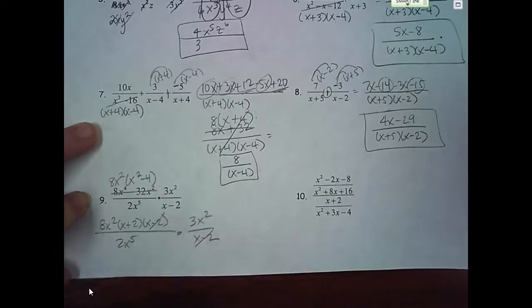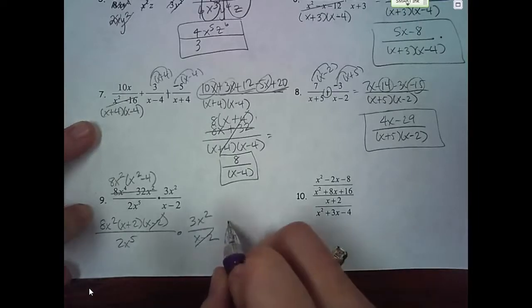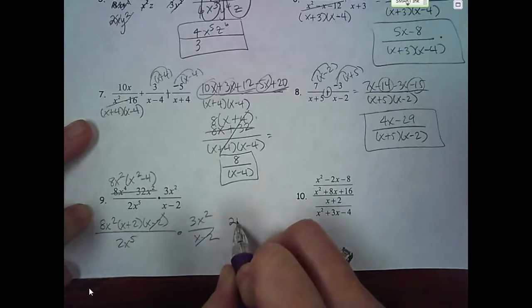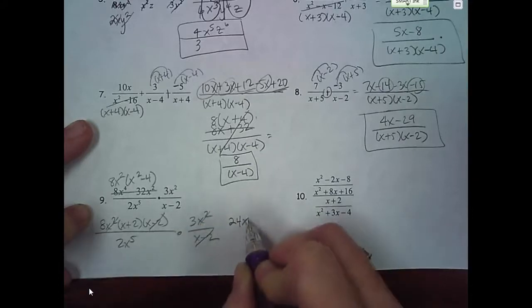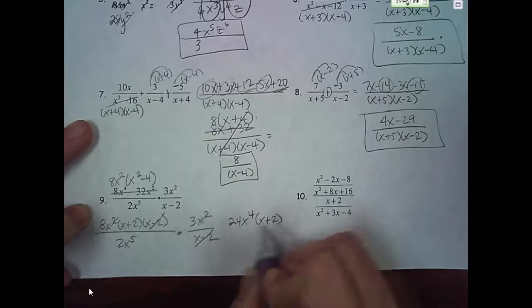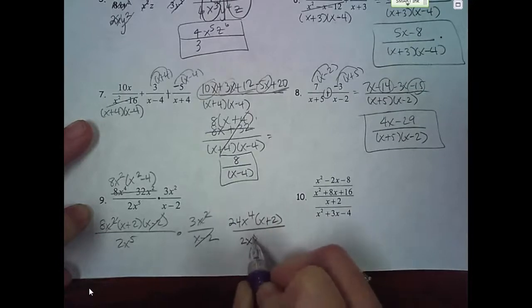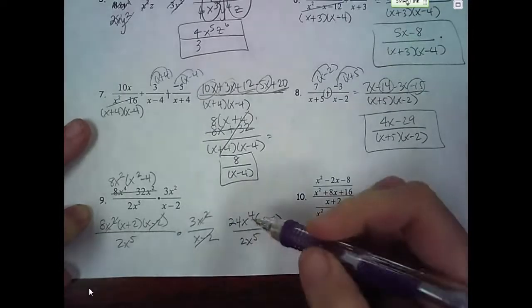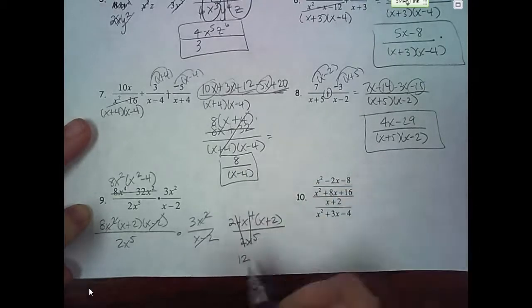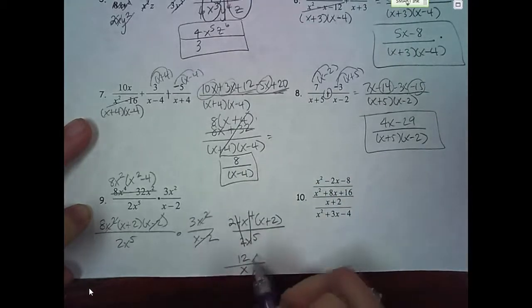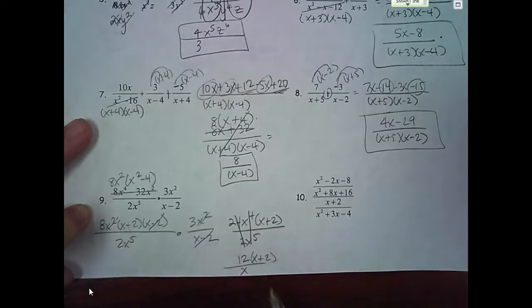This cancels. Okay, and you can decide what you want to do here. It gets kind of messy, so I'm just going to go ahead and write 24 and have 4 x's and my x plus 2 over 2x to the 5th. This becomes 12. This leaves me an x in the denominator and x plus 2 in the numerator.